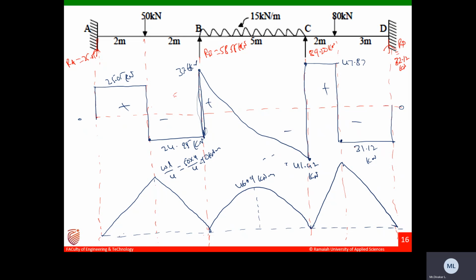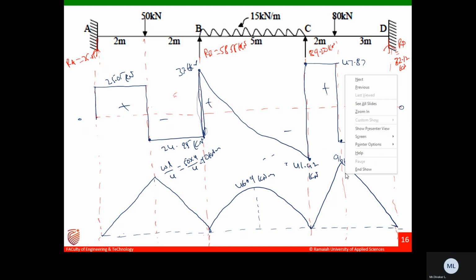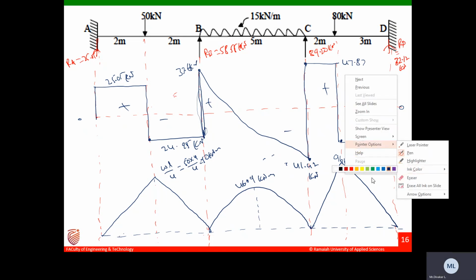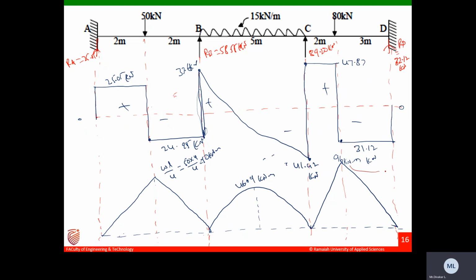And this one you will get from W square by 8. This is 96, so you will get 96 kilonewton meters at this portion. So how did I get this? This value will be WAB by L. W is 80, A is 2 meter and B is 3 meter.